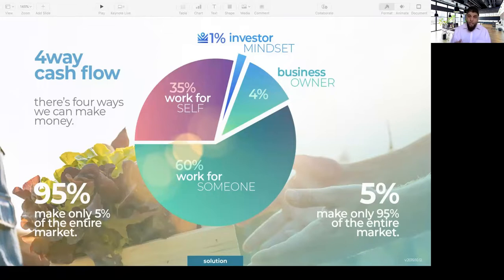95% of the world population have more month at the end of the money. It's the 5%, the business owners and also the investors that are financially free.